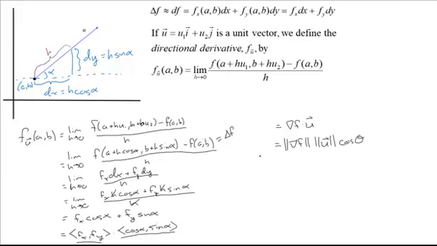So this shows us a little bit about where the gradient comes from in this derivation, and also what the normal definition of our directional derivative is without having to use a limit.